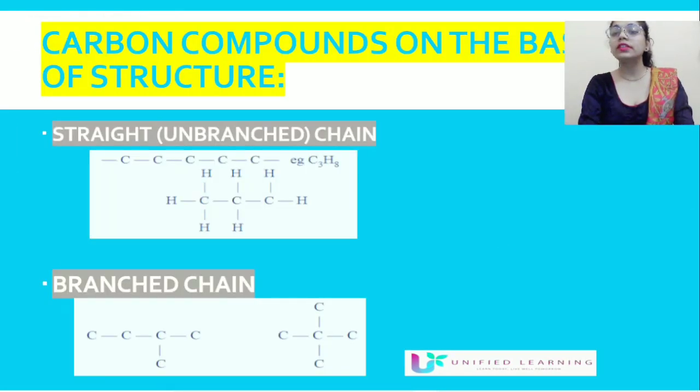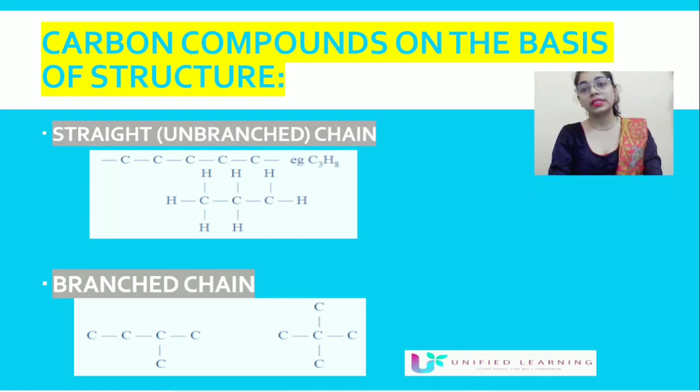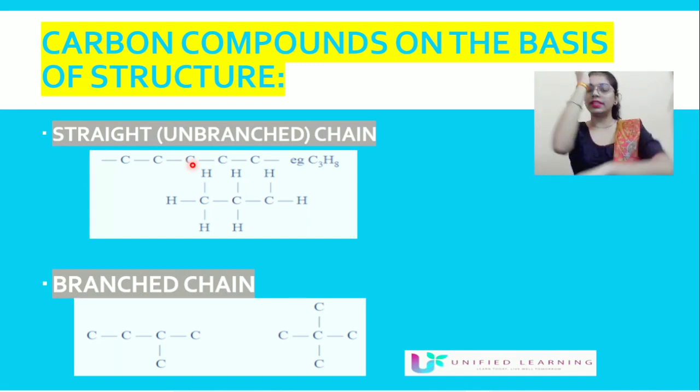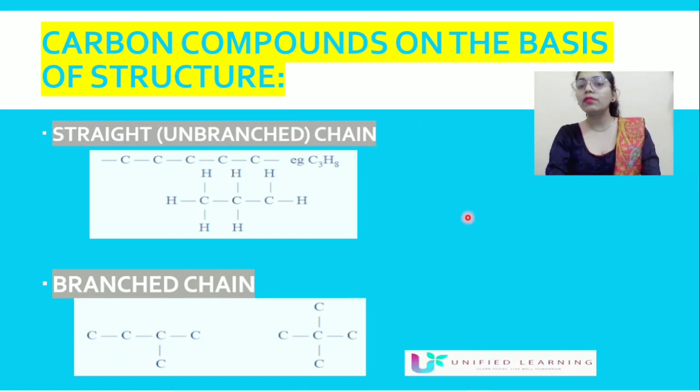Moving further with carbon compounds on the basis of structure. There are 2 structures: straight chain and branched chain. In the straight chain, as you can see, the carbon is in a straight line, and in the branched chain it can move a little above and a little below the carbon. So here is the branch. You can see there is one more carbon on the other side as well.